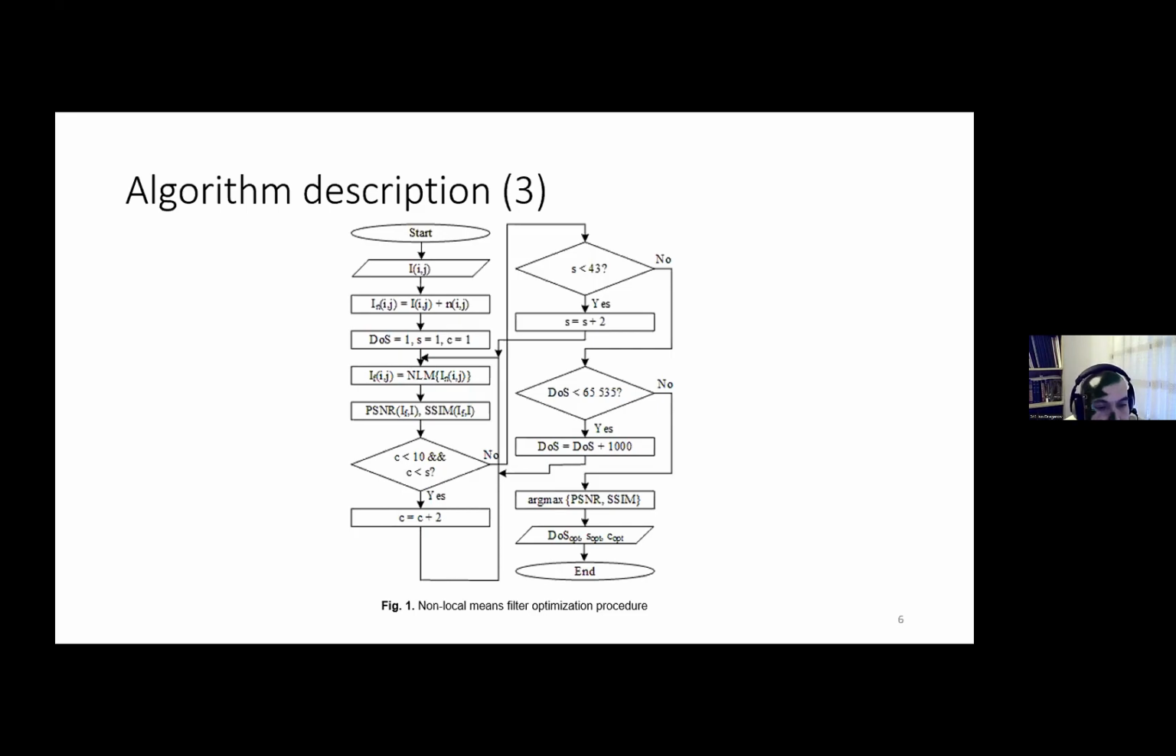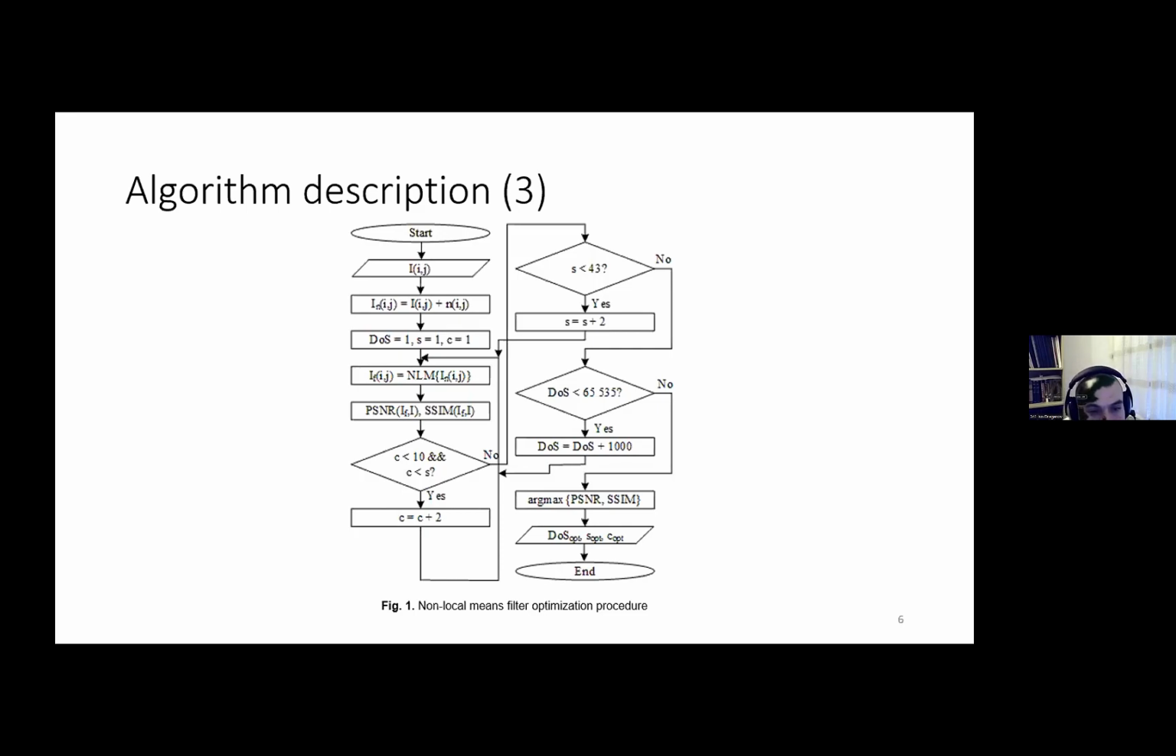Then we continue with incrementing sequentially the size of the comparison window by 2 pixels each time. It is 2 because we need to have an odd number of pixels over each dimension. So starting with 1, we would sequentially have 3, 5, 7, and so on. And the same is the situation with the search window. We use increments of 2, but the upper bound for the search window is set to 43, while the comparison window reaches only 11 by 11 pixels.